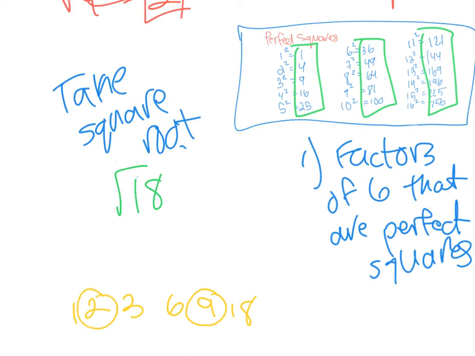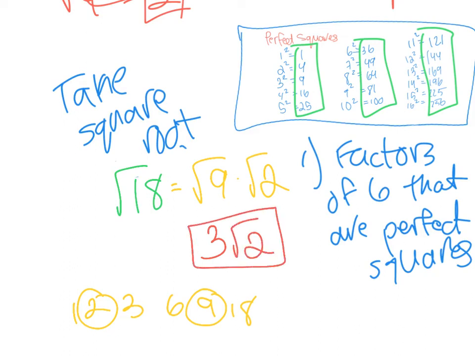So 9 and 2 go together. So I'm going to rewrite this as square root of 9 times square root of 2, okay? Well, can I take the square root of 9? Absolutely. The square root of 9 is 3, okay? Can I take the square root of 2? No, and that's totally fine. So your answer is 3 square root of 2. So the square root of 18 equals 3 square root of 2, okay?